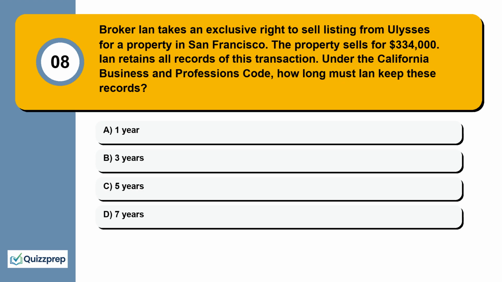Question 8. Broker Ian takes an exclusive right to sell listing from Ulysses for a property in San Francisco. The property sells for $334,000. Ian retains all records of this transaction. Under the California Business and Professions Code, how long must Ian keep these records? 1 year, 3 years, 5 years, 7 years.